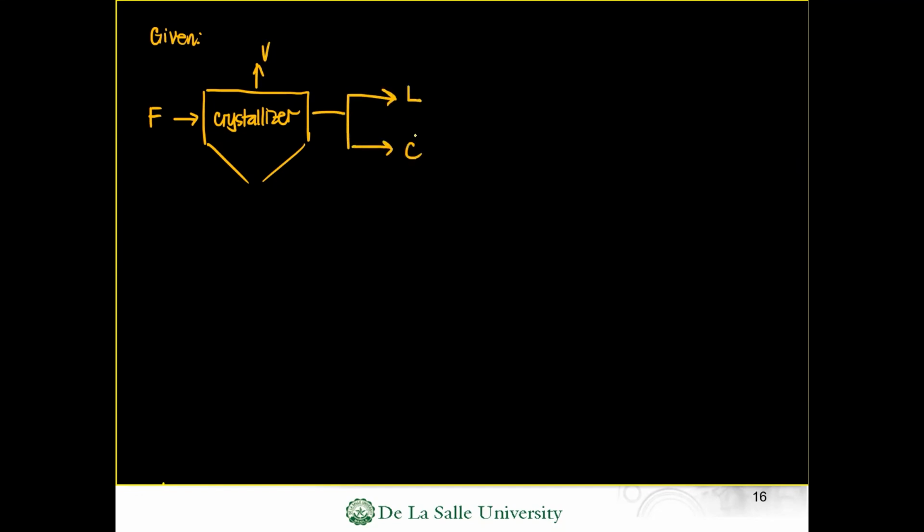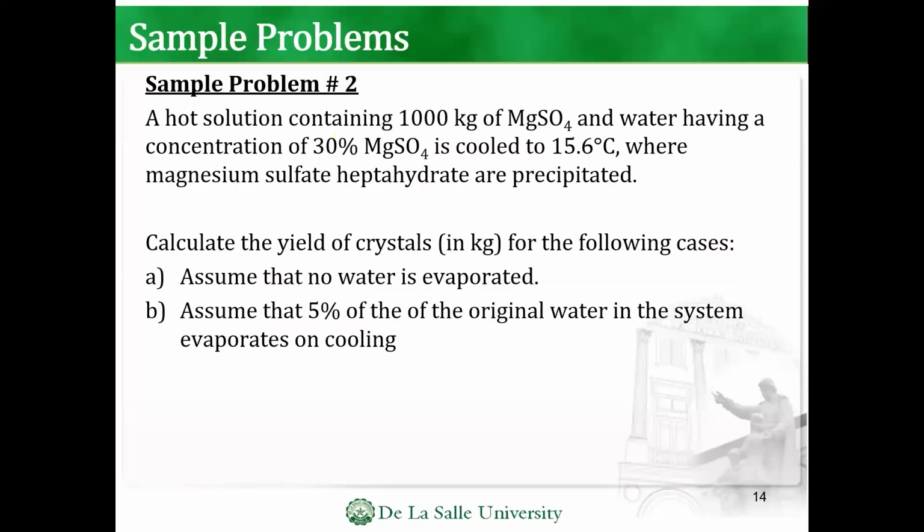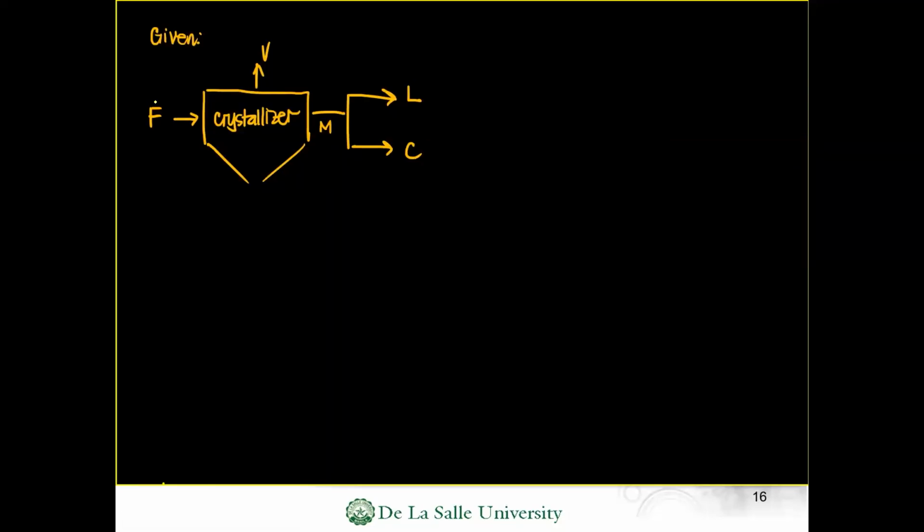what you have here is the crystallizer, and then the feed, and then of course the solvent, the vapor, and then in here what separates is the mother liquor and the crystal. You have here the M. You want to label this. So what are the given? The feed is given to be 30%. So I can say that this is.